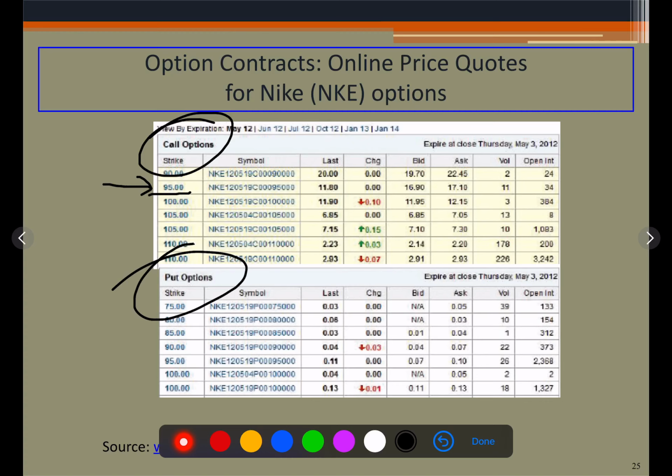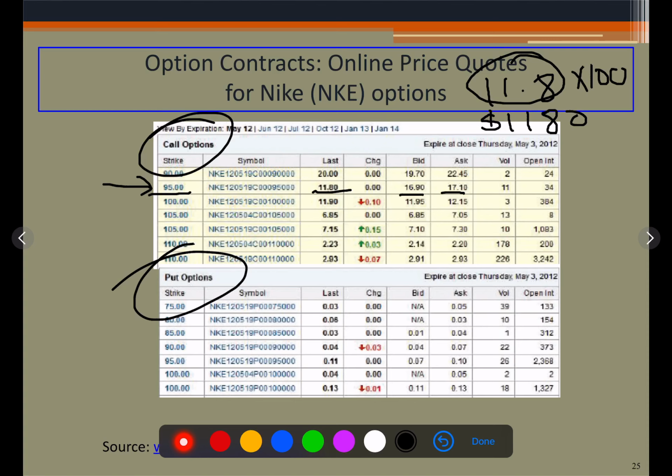Now, what is the difference between this bid and ask price, and what is this last price? The last price says that the last such stock was traded at a premium of $11.8 per share. So it means the buyer of the call option contract paid $1,180 as a premium, because there are 100 shares. If you multiply 100 with this price of each share, because under each contract there are 100 shares covered.